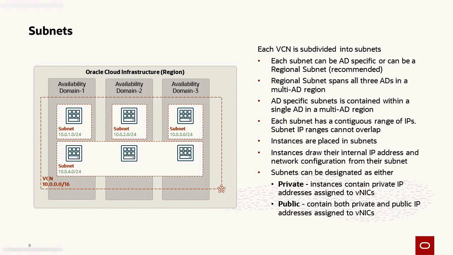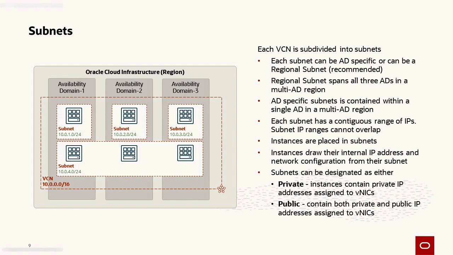Instances and other OCI resources draw their internal IP address and configuration, such as DHCP services, from the subnet configuration. Subnets can also be designated as either private or public.